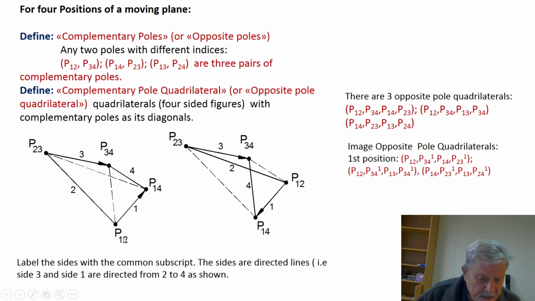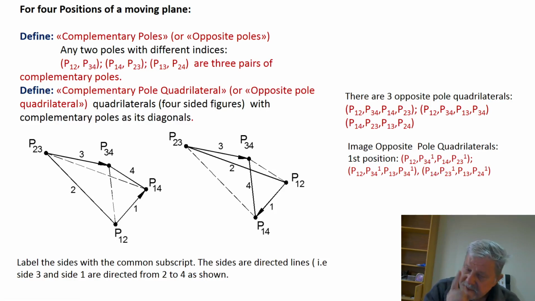The sides are labeled with the common subscript. For example, this side is 2, 3 (P12, P13); this side is 3, 4 (P13, P14), so 4; 2, 3 (P23, P34), 3; 1, 2 (P12, P14), 1. That's how we label the sides.